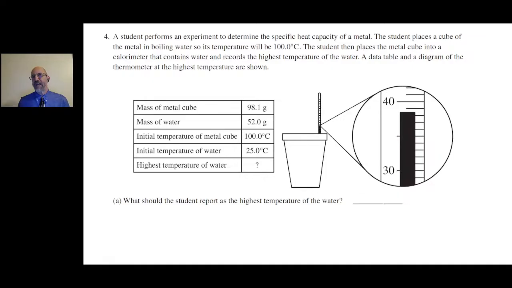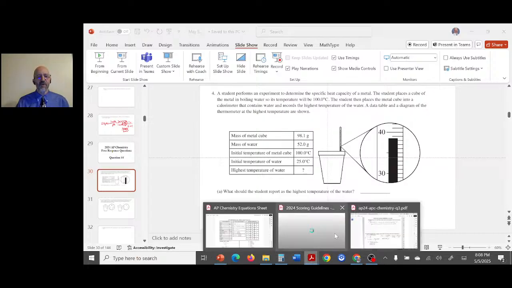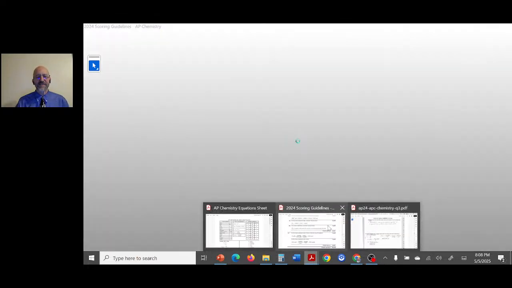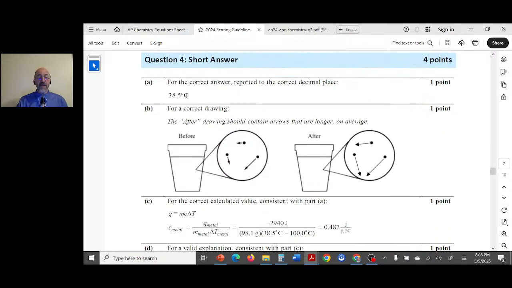If you said 38.50, that would not earn the point. What they're looking for is a specific number of decimal places based on the precision of that piece of measuring device. So 38.5 is what they wanted for that answer.